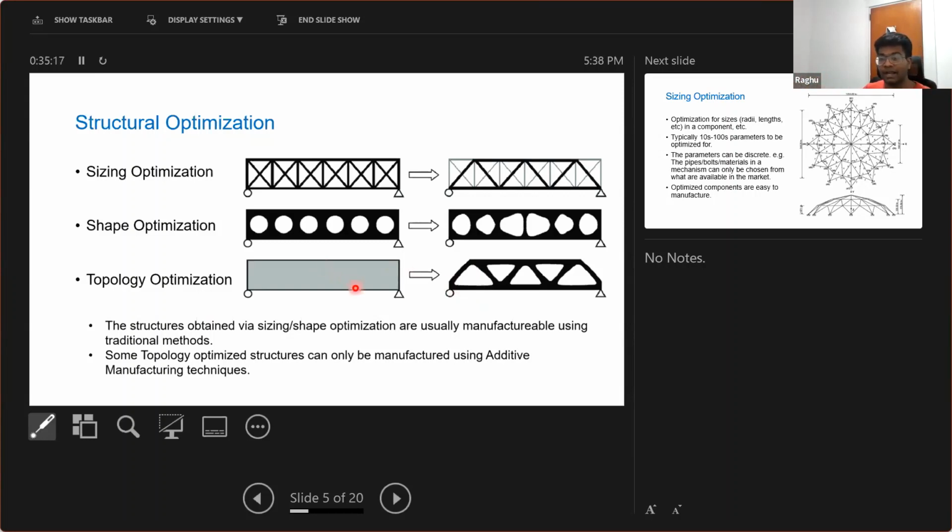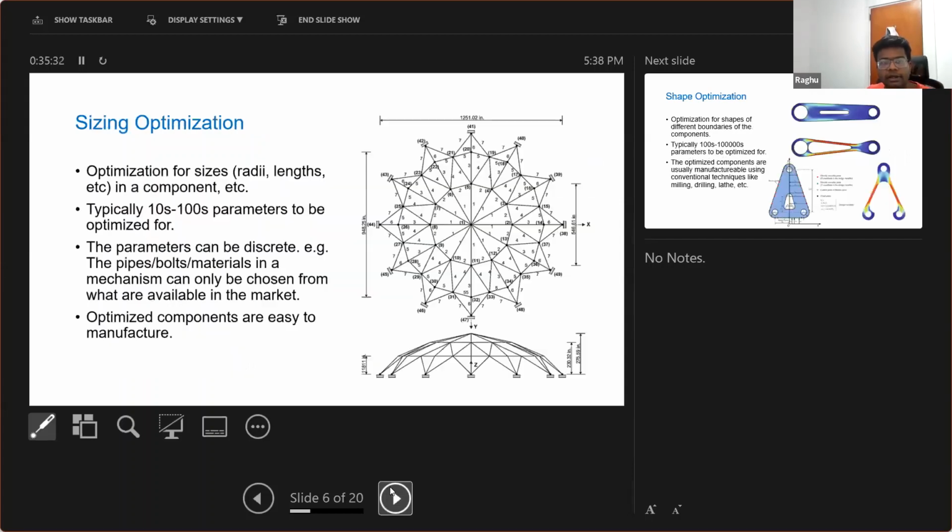Though this field started around 1994, no one cared about it at that time because those structures were impractical, right? I can show you some actual components printed in the next slides.